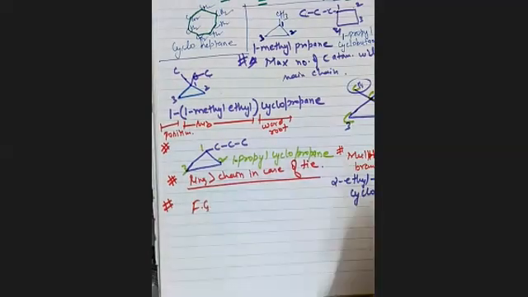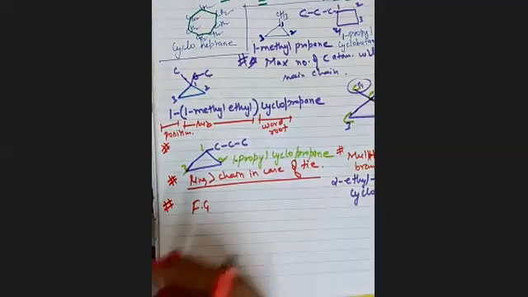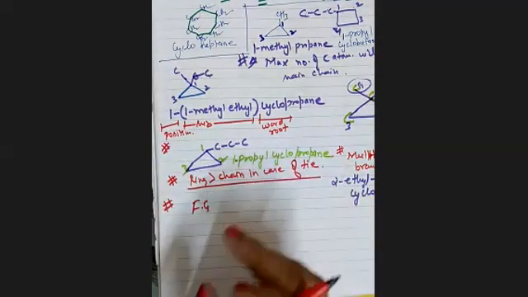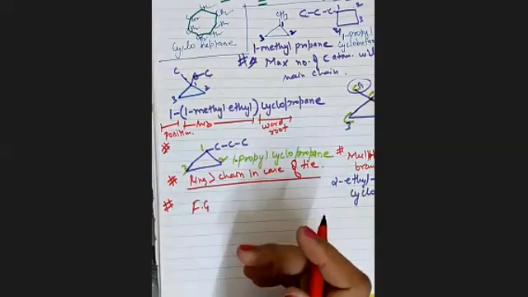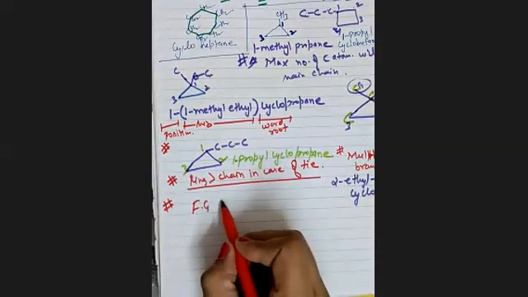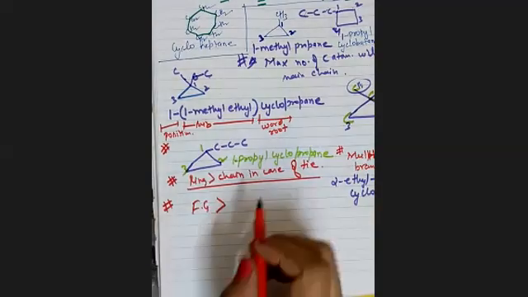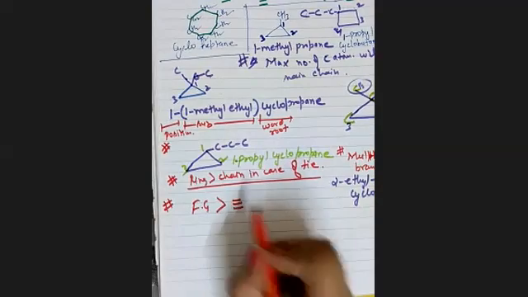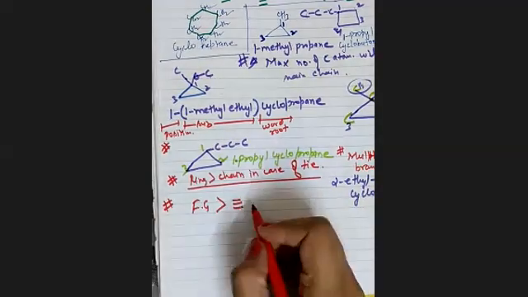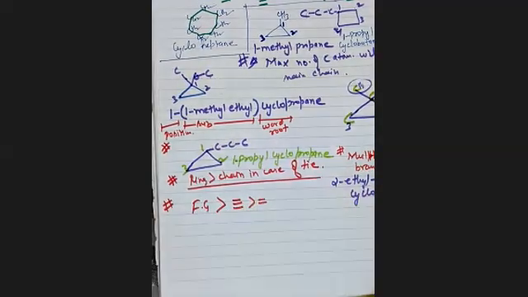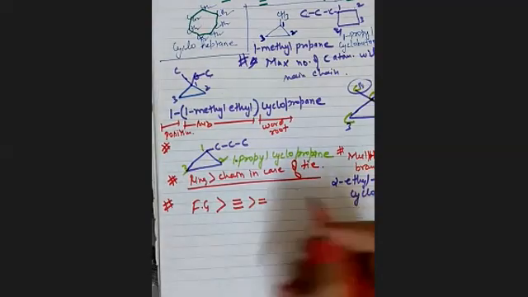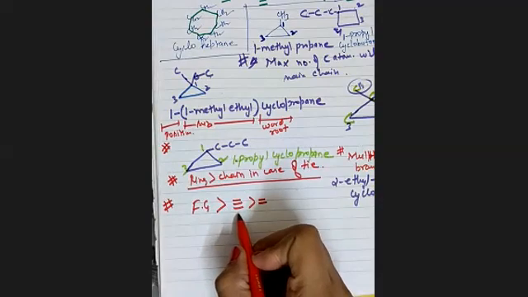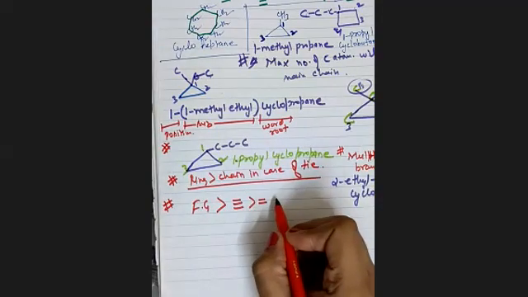First preference will be given to the functional group. Aldehyde, ketones, alcohols, whatever functional group you have, cyanide, nitrile, so many groups are there. So first preference will be to the functional group. Next preference will be whether you have a double bond or a triple bond. First preference will be the triple bond. Next will be given to the double bond. So first preference will be to the triple bond, then to the double bond.